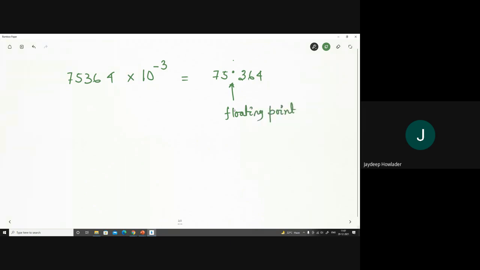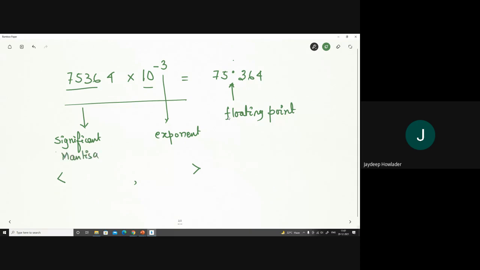Okay, and now this number basically has two components. The first component we call the significand, and this one is called the exponent. So any floating point number can be having two tuples. One is called the significand, or sometimes also called the mantissa. So there is a mantissa part and there is an exponent part.